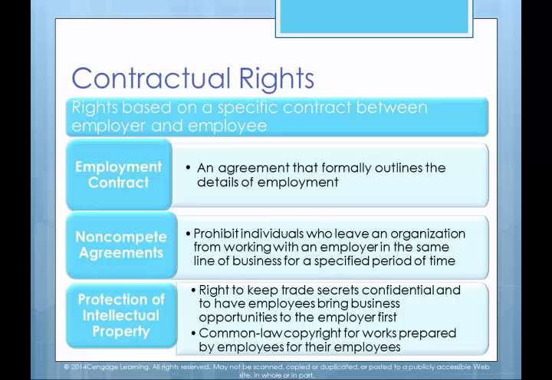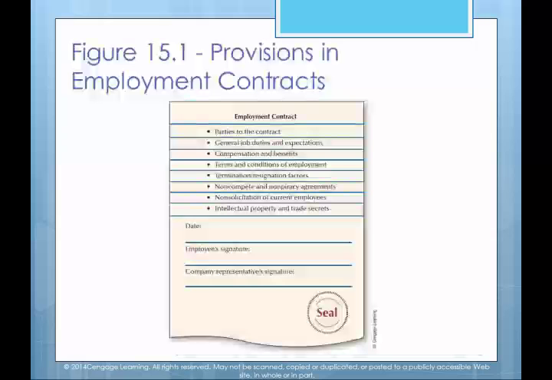And then there's protection of intellectual property. So, a contract is protection of intellectual property and trade secrets. It's the right to keep trade secrets confidential, the right to have employees bring business opportunities to the employer first before pursuing them elsewhere, and a common law copyright for works and other documents prepared by employees for their employers.